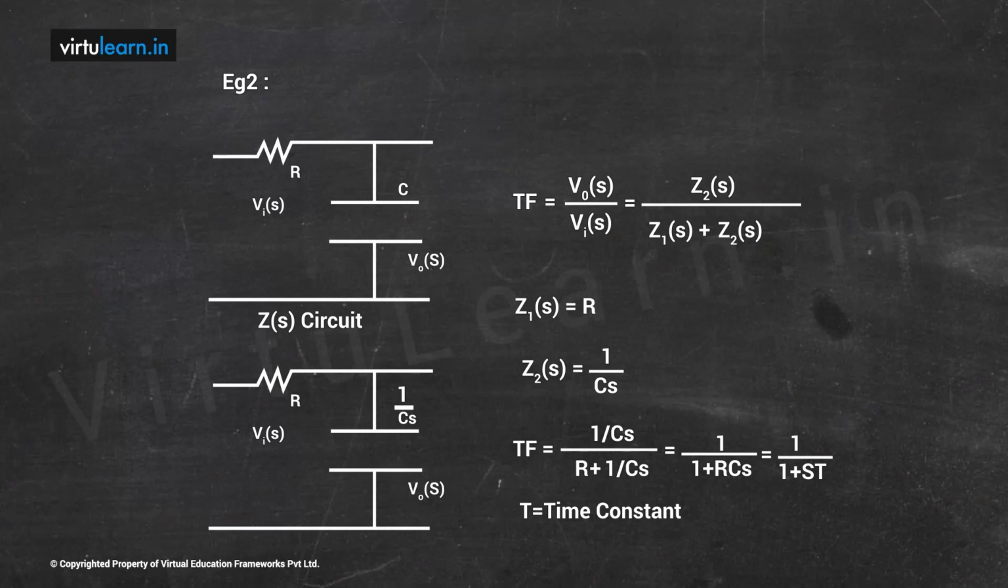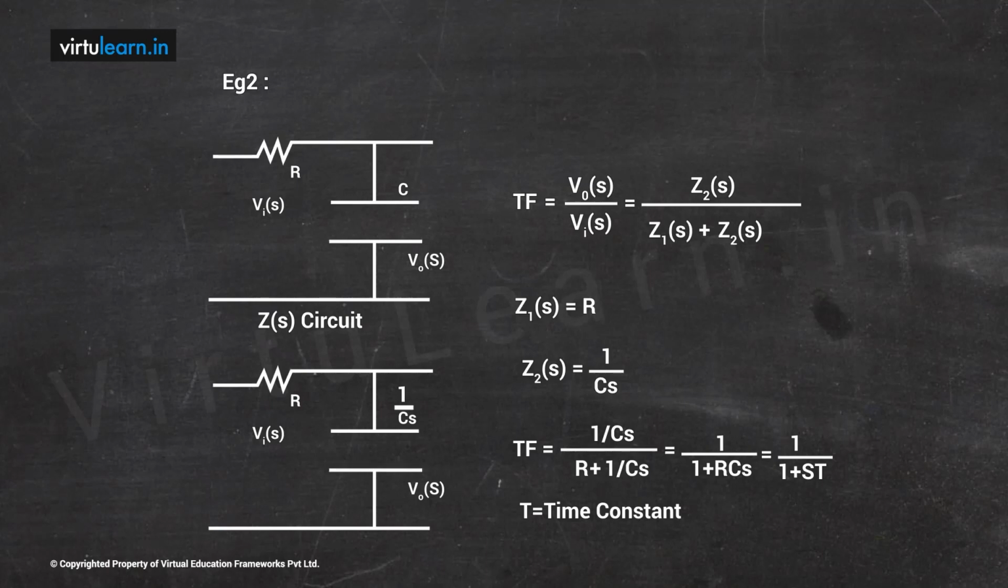I can also write this as 1 by 1 plus ST, where T is the time constant of the system. So what is the significance of the time constant? The time constant generally gives how fast the system response reaches the steady state value. If the time constant is more, it takes longer to reach the steady state value. If the time constant is very less, the system is very fast, so it immediately goes to the steady state value. And for this system, the time constant is RC.